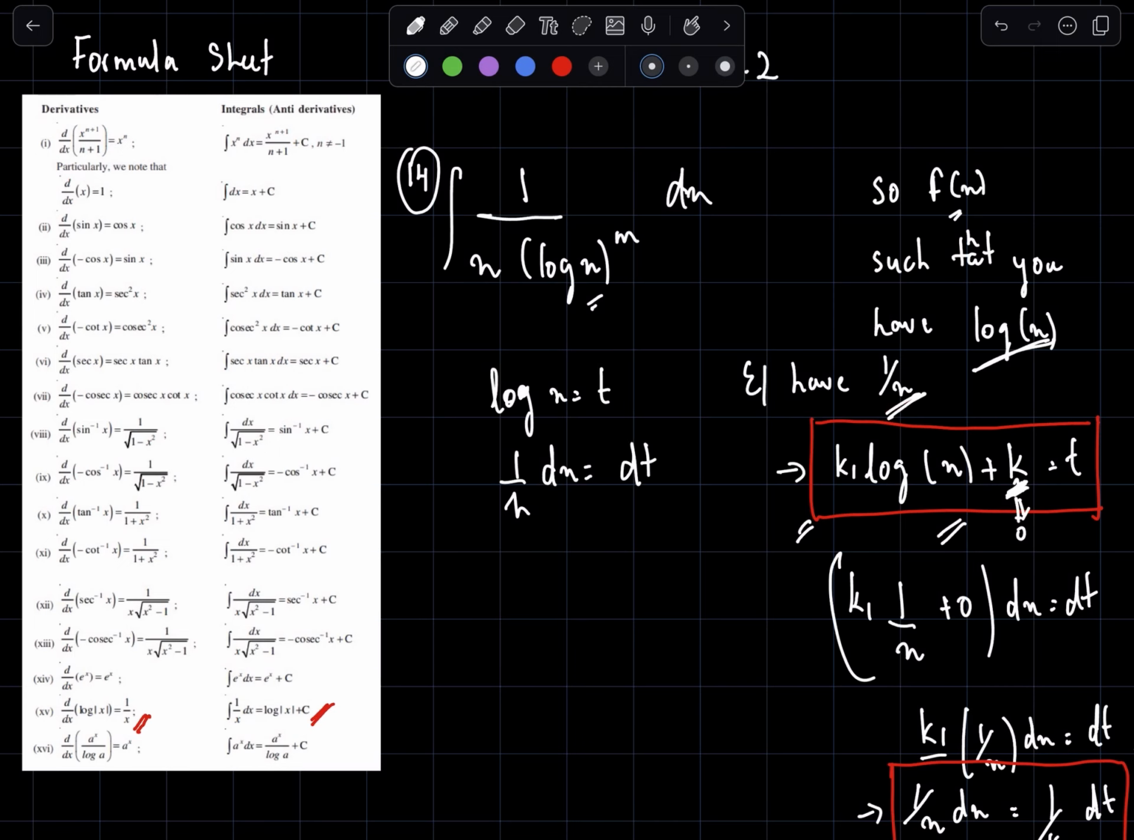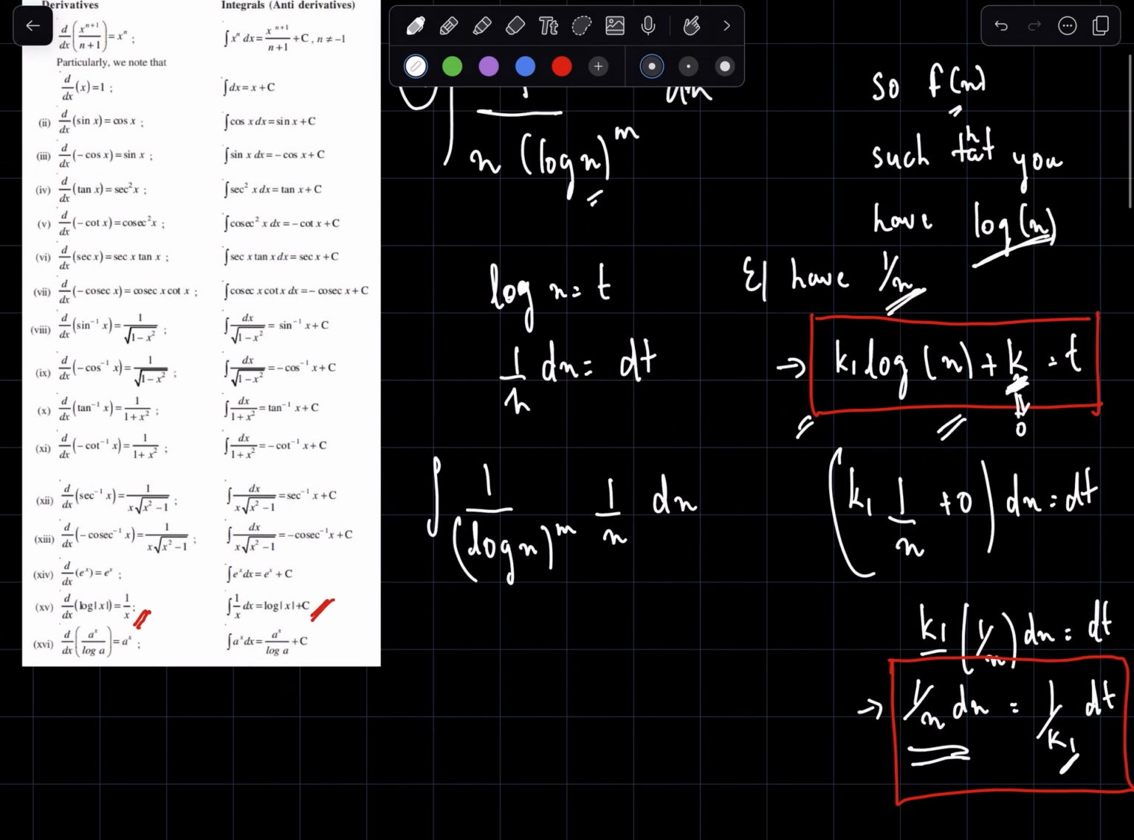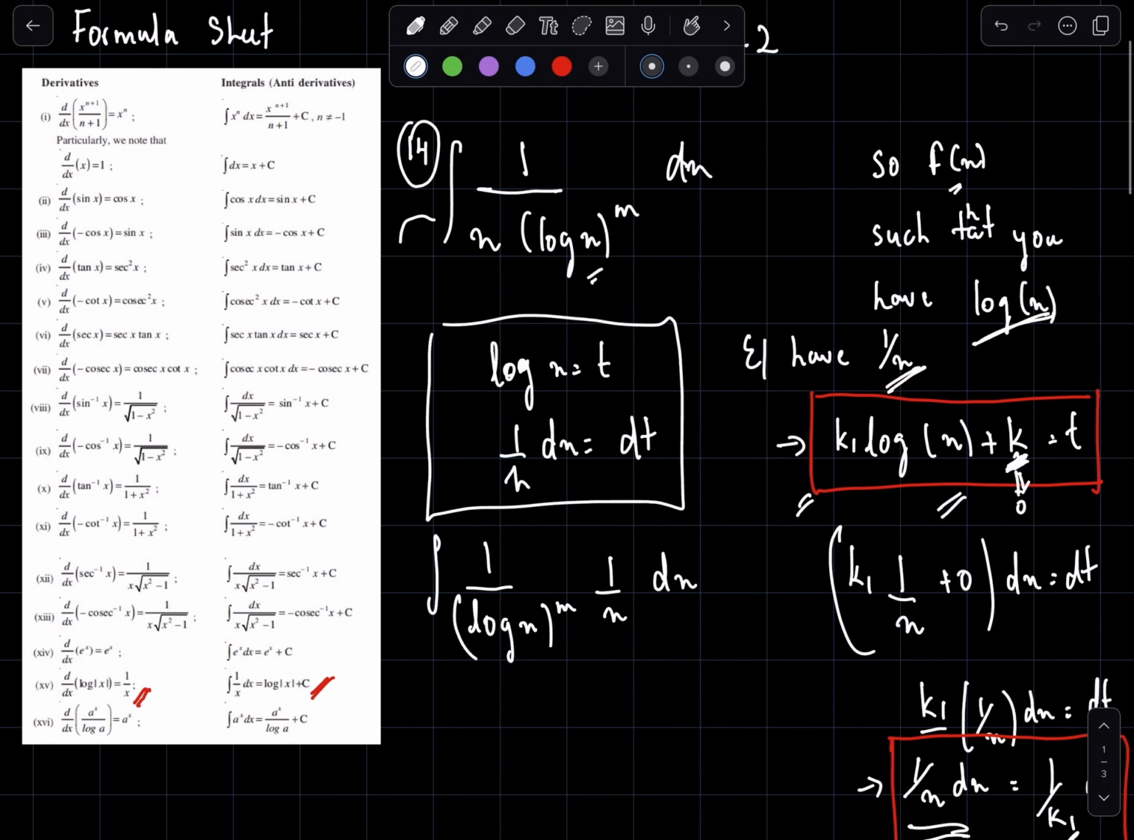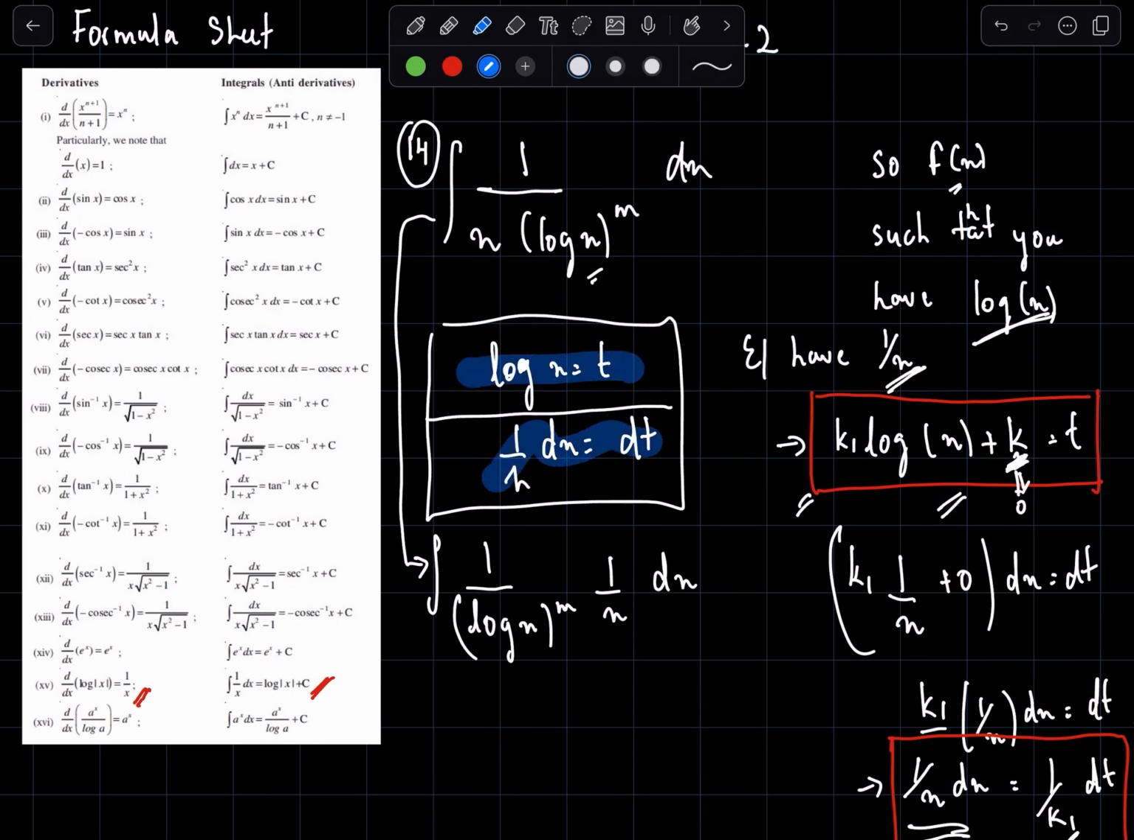Very easy. Now substitute. So again, I'm going to rewrite the equation: 1 over log x to the power m times 1 over x dx. Okay. Let's integrate this. Let's substitute. I'm just rewriting this equation, so this equation is just rewritten over here. And like I said, I want to make this as easy as possible for us.